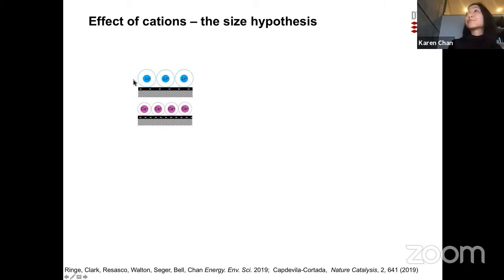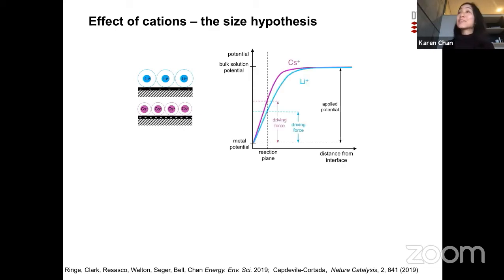And so I show here the case for lithium and cesium. And so lithium actually has a larger hydrated ion radius than cesium. It's got basically kind of 2 solvation shells. So we can pack a lot fewer of them at the interface. And really, the effect of this is again the Frumkin effect.